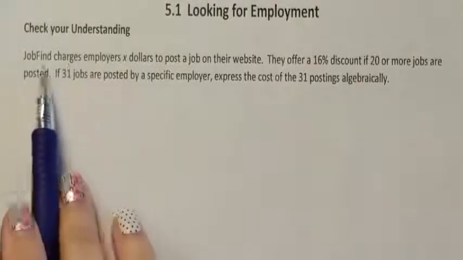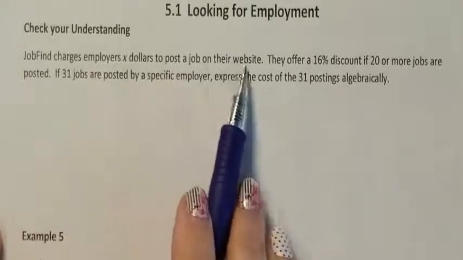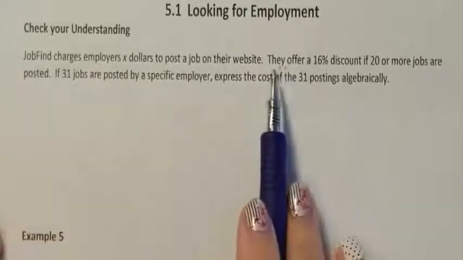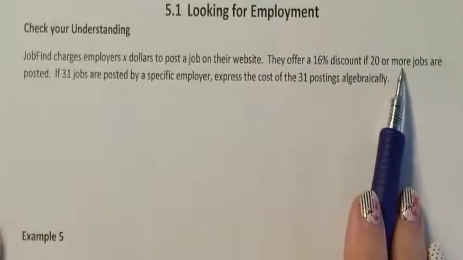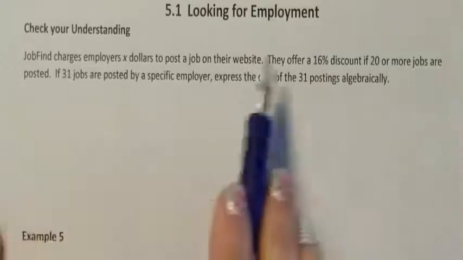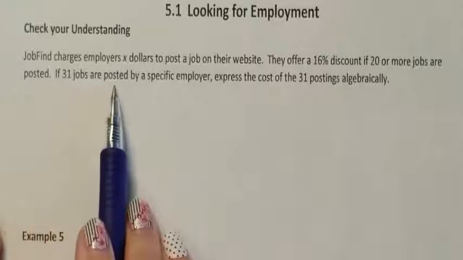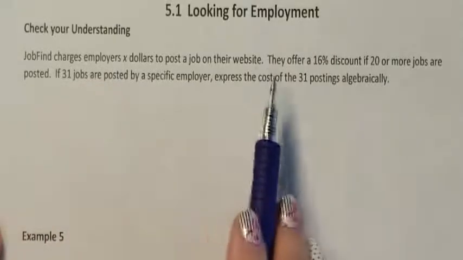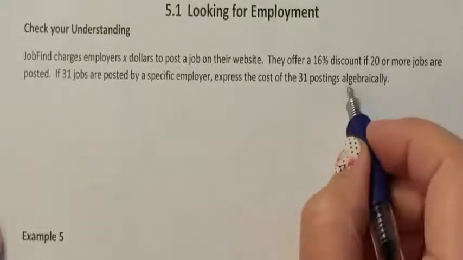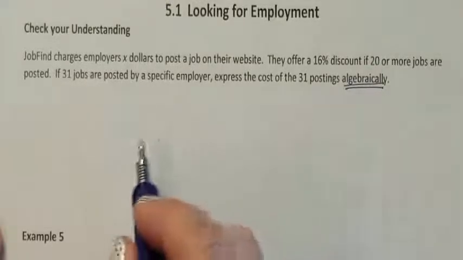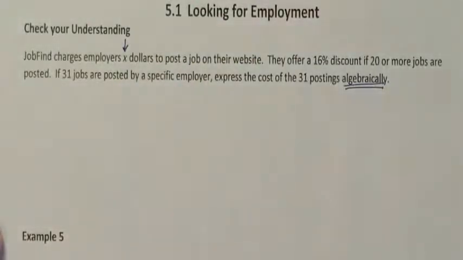Job Find, which looks like a place, charges employers X dollars to post a job on their website. So they're a site. They offer a 16% discount if 20 or more jobs are posted. So their discount is only if you post 20 or more. If 31 jobs are posted by a specific employer, express the cost of the 31 posts algebraically, meaning I'm not going to have an actual answer. I'm going to have to use algebra with the value X as one of my values.